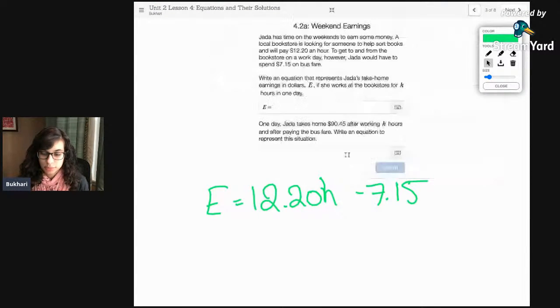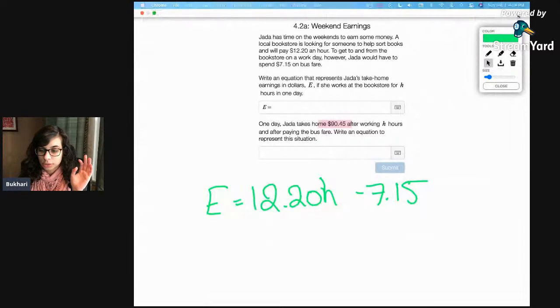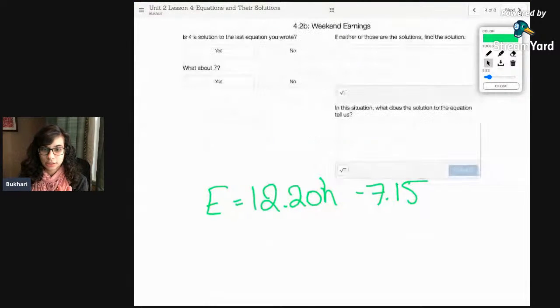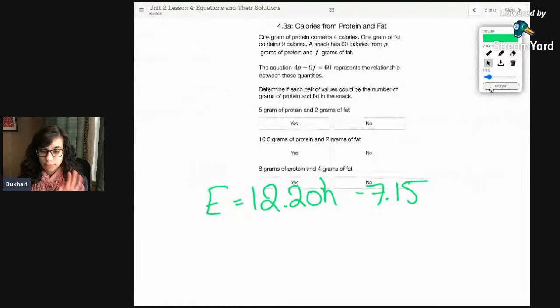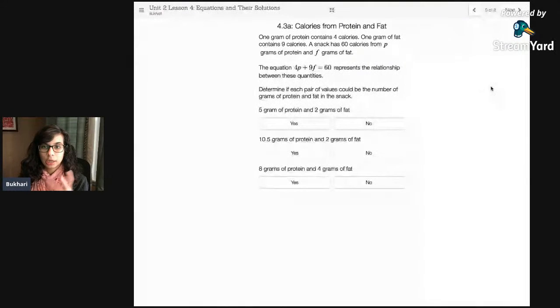If she takes home this much, are we trying to find the total earnings or are we trying to find the number of hours? So think about that, right? Always remember, all of these questions are in a context. And so you're going to do the same thing when it comes to 4.3, right?